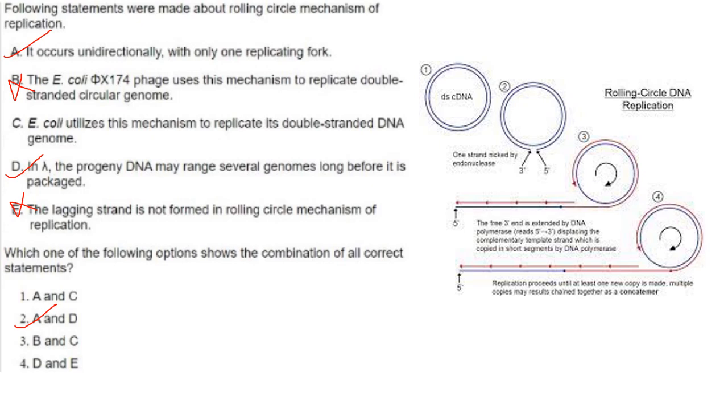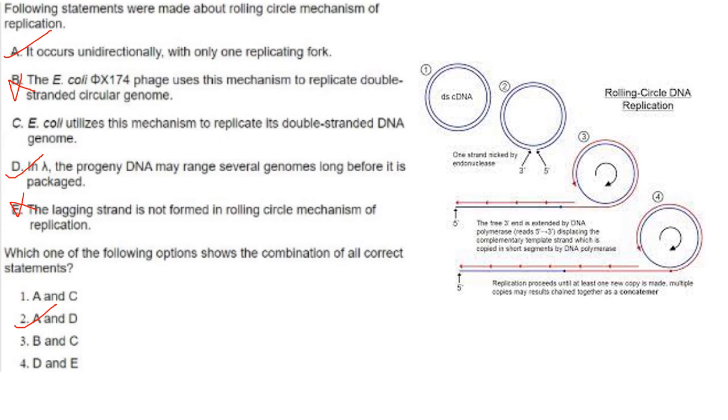The E. coli phage ΦX174 uses this mechanism to replicate its double-stranded single circular genome. The ΦX174 phage has single-stranded DNA, not double-stranded. So that is also not correct. E. coli utilizes this mechanism to replicate its double-stranded DNA genome. So E. coli uses theta replication, not the rolling circle mechanism, to replicate a double-stranded genome.